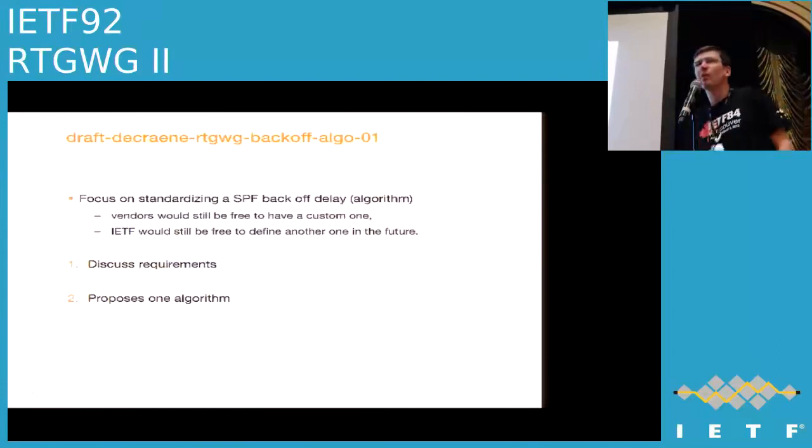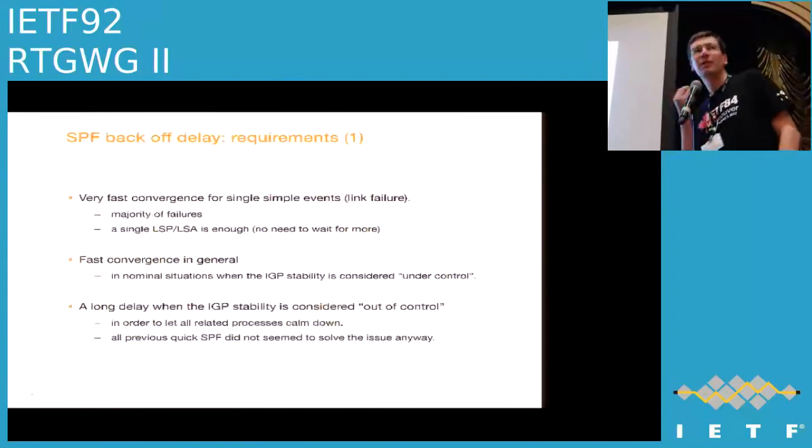First requirement, we want to be very fast for simple failure, for link failure, because this is the majority of the failures. And because with a single LSPDU, a single IGP message, you know about the failure and you can really adapt. So for that one, we want to be very fast. For the second type, we want to be fast in general, because we want fast convergence.